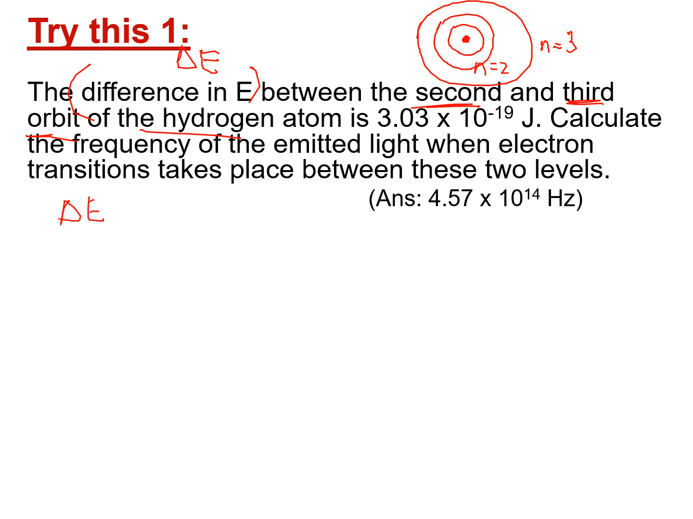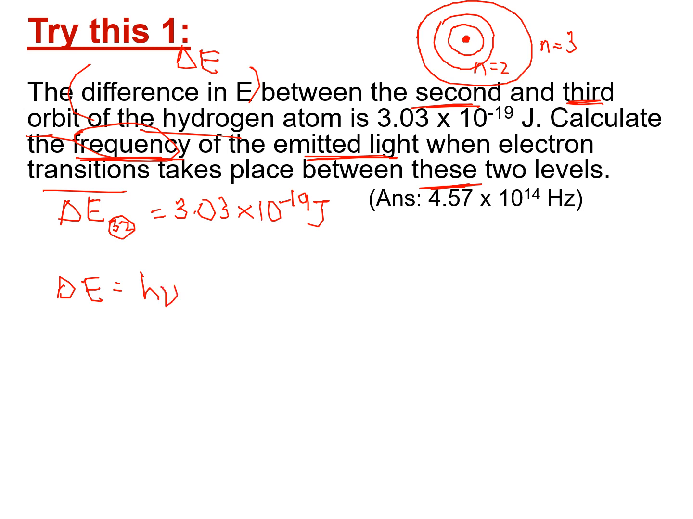Difference energy between the third and second orbit ni adalah sebanyak 3.03 times 10 to the power of negative 19 joules. Soalan suruh kamu calculate the frequency of the emitted light when electron transitions take place between these two levels. So nak tahu frequency, you boleh guna equation delta E is equals to h nu. h sudah tahulah Planck constant.